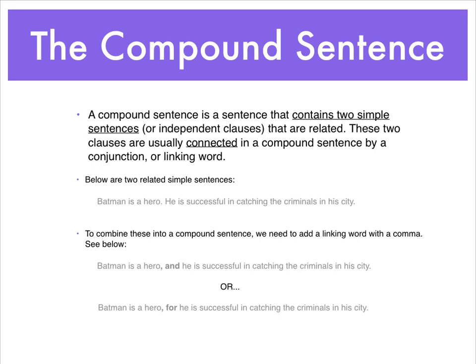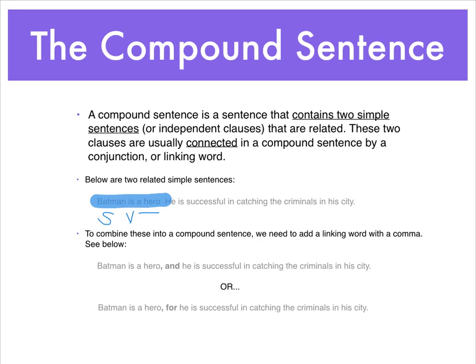So if you look at the sample sentences in the middle of this slide, you'll see first it says, Batman is a hero. You're going to notice that there's a subject and a verb in that sentence. So we have our subject is Batman. Our verb is. We call that a linking verb. And then we have a complete thought, hero, which lets us know what Batman is. So that's a complete sentence by itself.